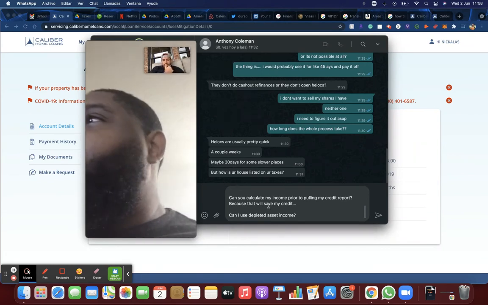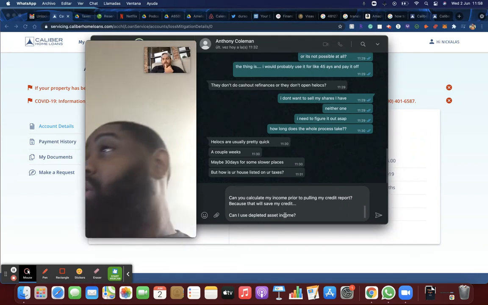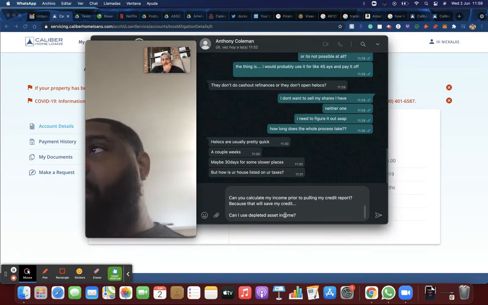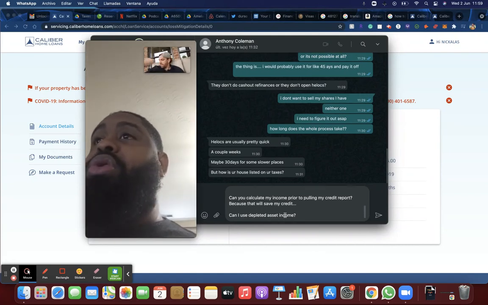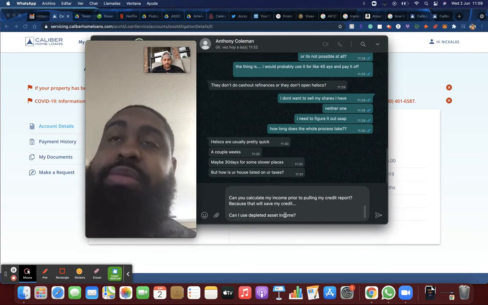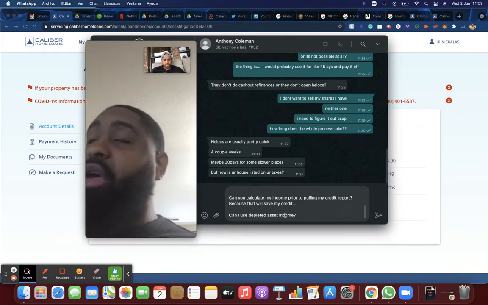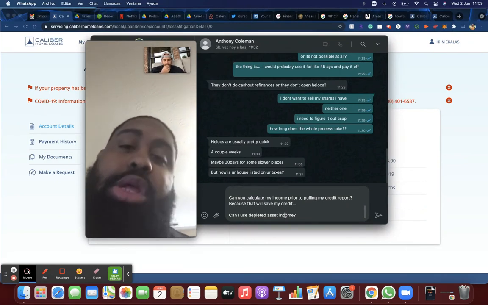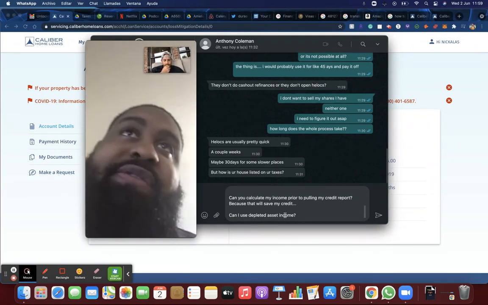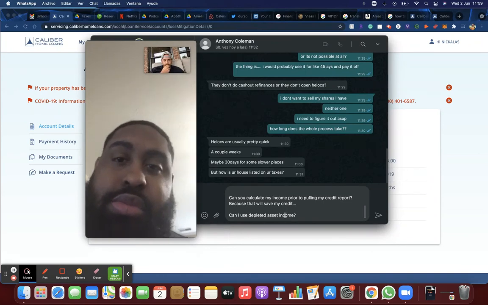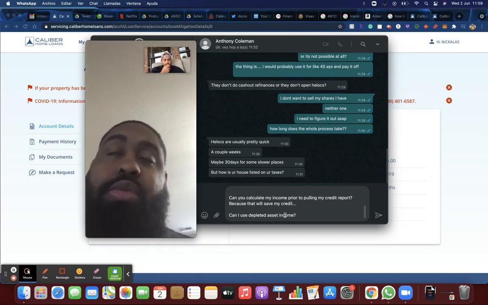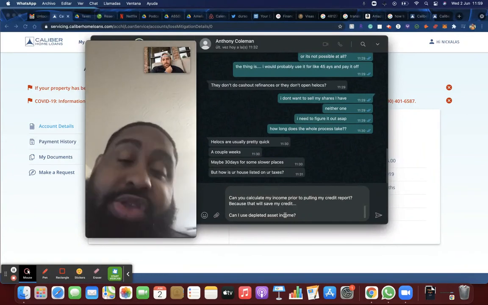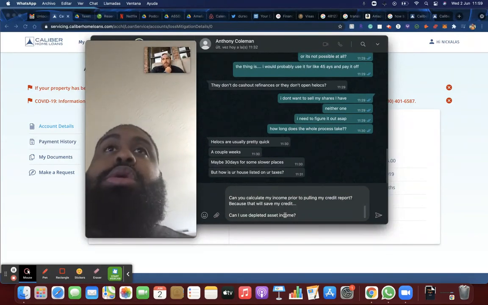Okay. And then the last one is, can I use depleted asset income? What is that? So it's basically the amount of your assets divided by 360, because you would be using those assets to cover yourself as income. So take whatever your asset portfolio is. If it's 500,000, you divide that by 360, or the length of the loan. They would say, okay, that's the equivalent of $1,300 a month of income, which would do a lot to help offset income from rental.